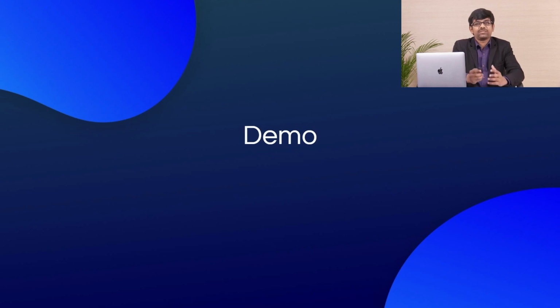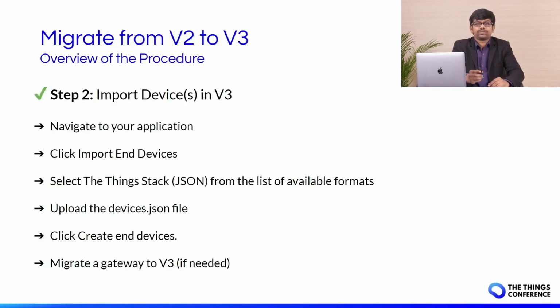Now, let us recap what we have done till now. You need to navigate to the desired application on V3, choose to import end devices using the things.json format, and upload the file generated from step 1. If there are no errors, you should be successfully seeing the devices listed in your V3 application. Next to that, you check the coverage of your vicinity and the devices should rejoin on V3.